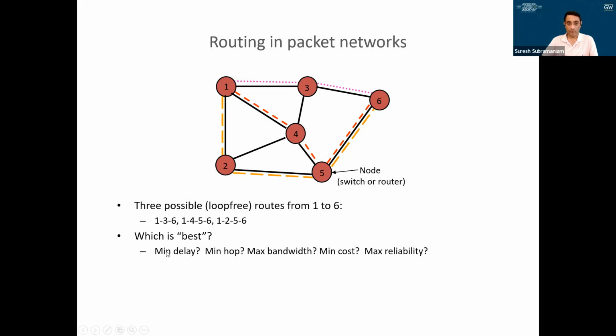And how do you define best? Do you mean minimum delay, takes the least amount of time, minimum number of hops, that is minimum number of intermediate nodes, or the maximum bandwidth, or perhaps minimum cost? Maybe you're paying some cost to access each of these links, and maybe you want to minimize the cost, or maximum reliability. Maybe each of these links has different levels of reliability, and you want to find the most reliable path. What is your desired metric? Okay, so this is up to the network operator. The network operator can decide what they want to optimize, and then find the best path to optimize that metric.